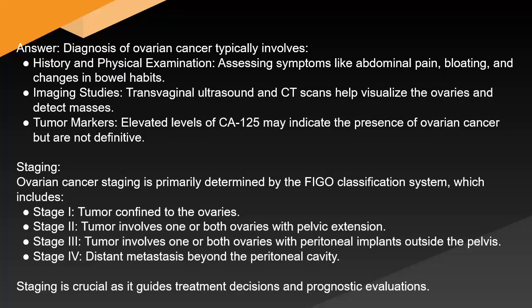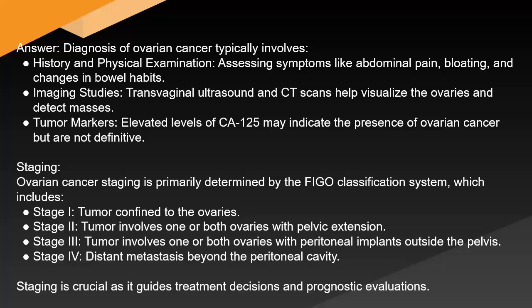Answer: diagnosis of ovarian cancer typically involves history and physical examination, assessing symptoms like abdominal pain, bloating, and changes in bowel habits. Imaging studies, transvaginal ultrasound and CT scans help visualize the ovaries and detect masses. Tumor markers. Elevated levels of CA-125 may indicate the presence of ovarian cancer but are not definitive. Staging.